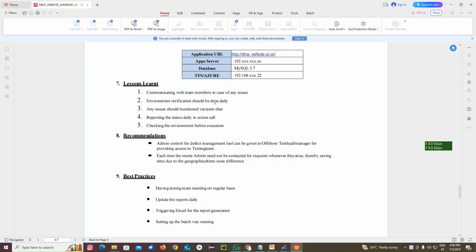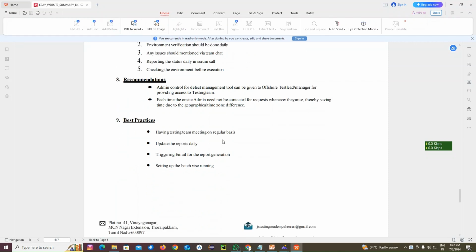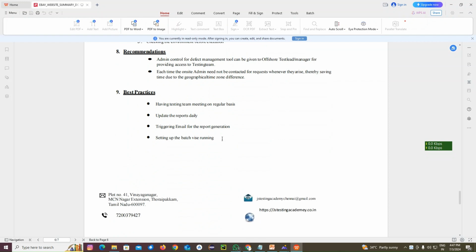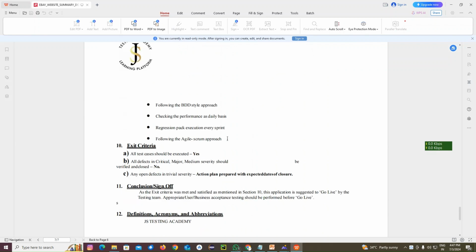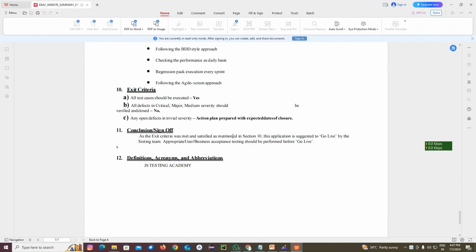Next one is lessons learned. What are the lessons learned during the project, shortly we discussed, along with recommendations and best practices we followed. You circulate that so that it can be followed in the next sprint. Okay, next one is exit criteria, conclusion and sign off. If you have any abbreviations or definitions, you can use them. Okay, so all these things will be there in your test summary report.